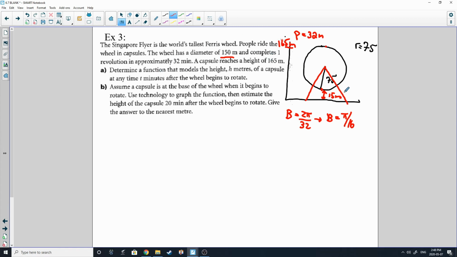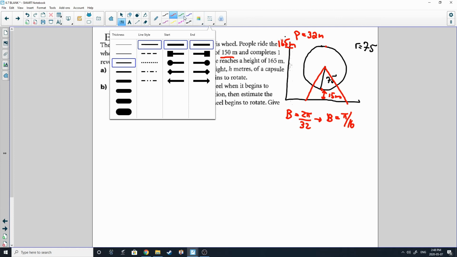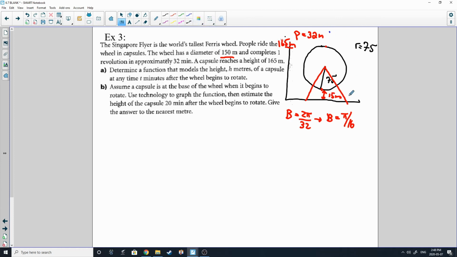Wonderful. By the way, what would that be as far as a sinusoidal function goes? This would have to be some kind of a vertical shift. So the vertical shift, or the D value, is 15. We know the B value. We can easily find the amplitude soon enough. The amplitude is the midpoint. So how high is it from here to here? Well, that's just the radius. So the amplitude is 75.